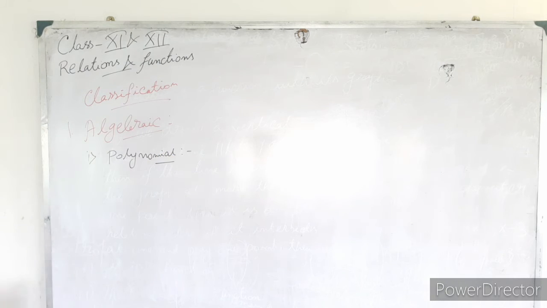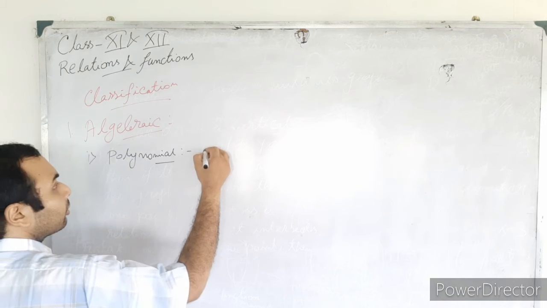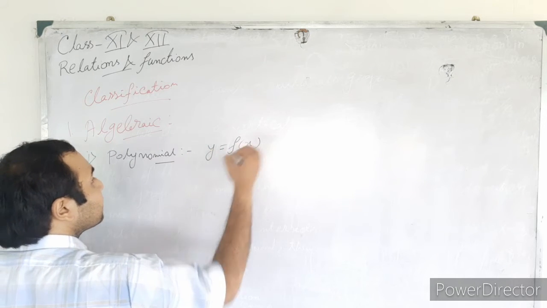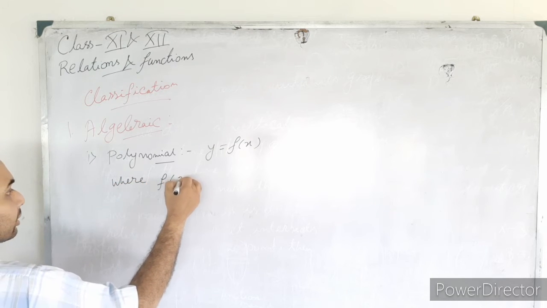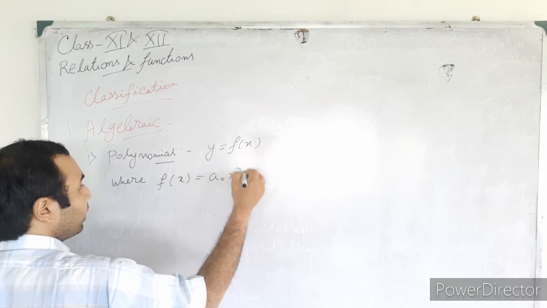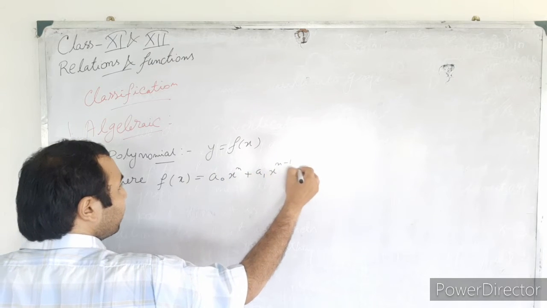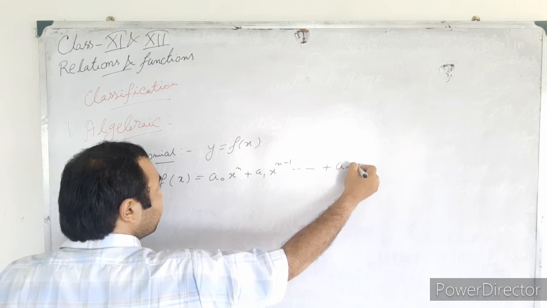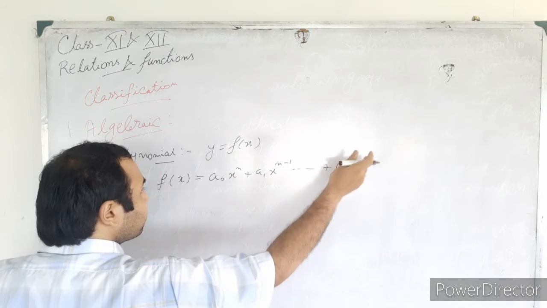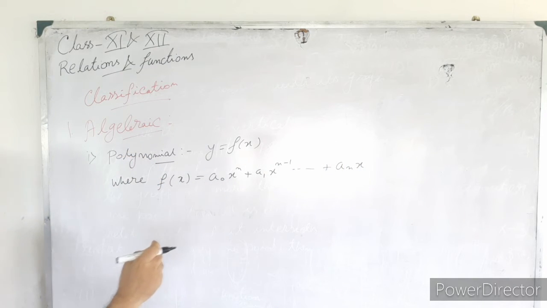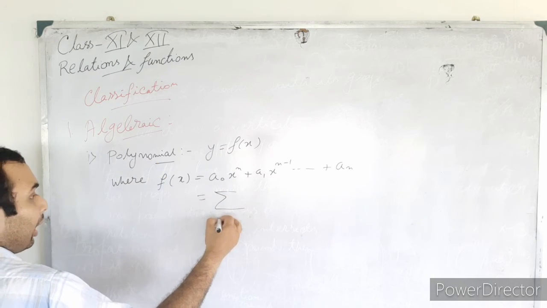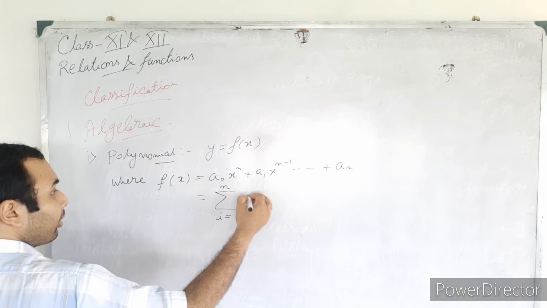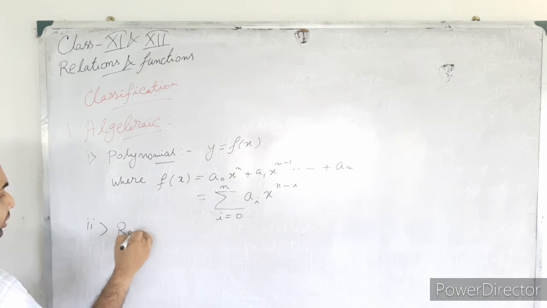You know about the polynomial function, I am writing it in short: y equals f(x) is that function where f(x) is a0 x to the power n plus a1 x to the power n minus 1 and so on plus an x to the power 0, or it can be called an only. That means it equals the summation of i equals 0 to n of ai x to the power n minus i.